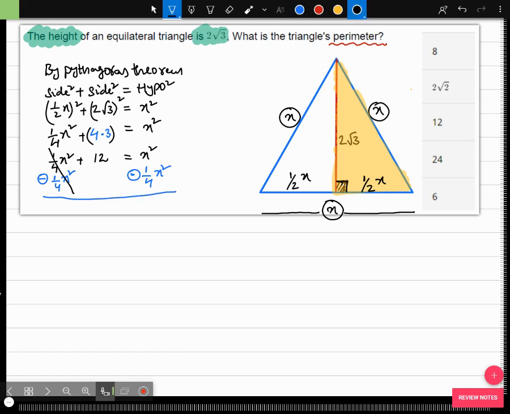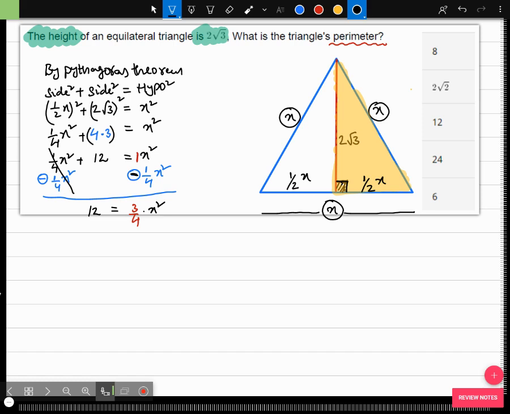Then after the cancellation, 12 equals x square minus 1/4 x square. Just assume that you have $1, and from that, if you take away a quarter, you are left with 3/4. Does it make sense? Therefore, it equals 3/4 of x square. Here 3 over 4 is multiplying the x square.